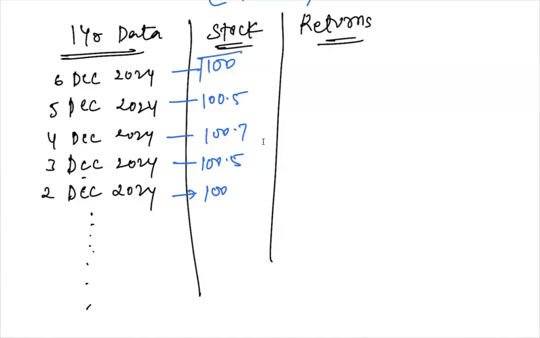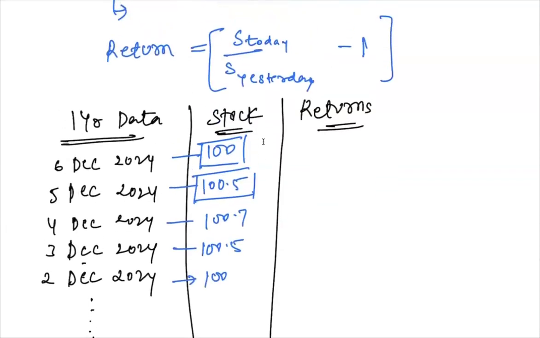Basically, today's value divided by yesterday's value minus 1. So if you see stock today, what is the price of the stock today divided by stock price yesterday minus 1. So how will you calculate 100 divided by 100.5 minus 1? Similarly, this is the return for this day. Okay, so whatever value you get, this is the return.